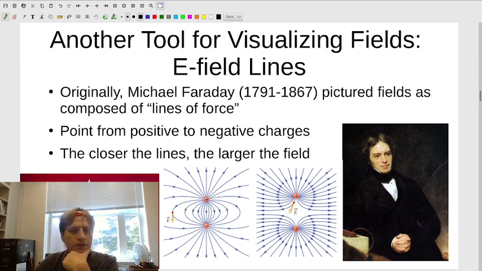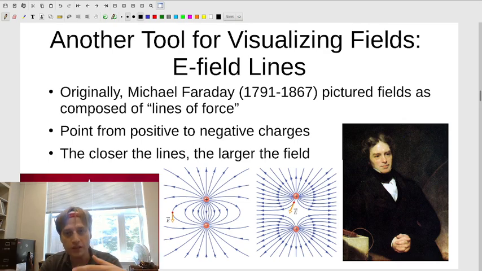A very interesting figure in the history of science, devoutly religious, never got an education, and he was a bookbinder who happened to get a job preparing experiments, and kind of worked his way up. And so he was extremely good at doing electrical experiments, but didn't know math.